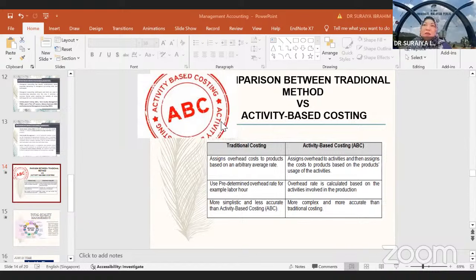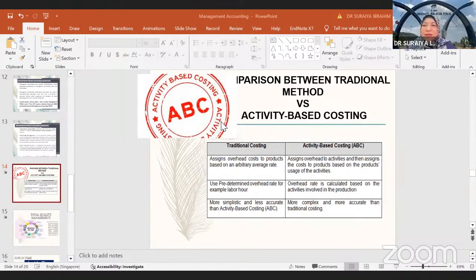So companies that manufacture a large number of different products prefer an activity-based system because it gives a more accurate cost of each product. And with activity-based allocation of that overhead cost, it is easier to identify areas where expenses are being wasted on unprofitable products. So that's why they want to reduce the wastage that has been considered to the unprofitable products.